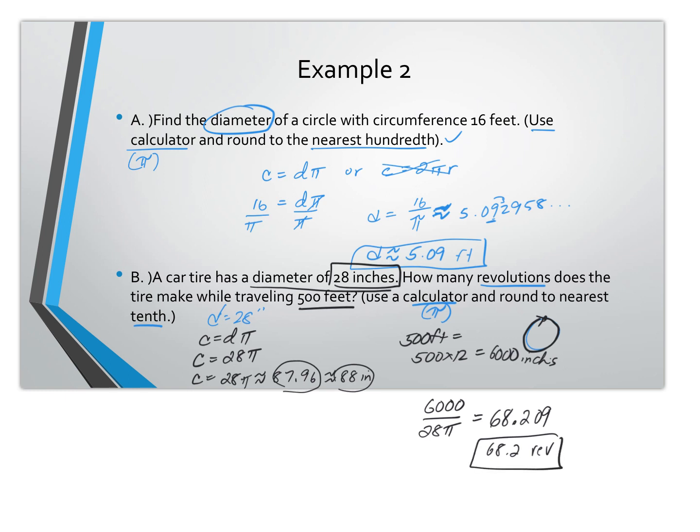So for my tire with a diameter of 28 inches to move 500 feet, which is 6,000 inches, I've got to do 68.2 revolutions to get to that number. What I did was change my distance from feet to inches to match the diameter. I could have also converted the diameter to feet and solved the problem that way. I just thought it was easier to go from feet to inches.